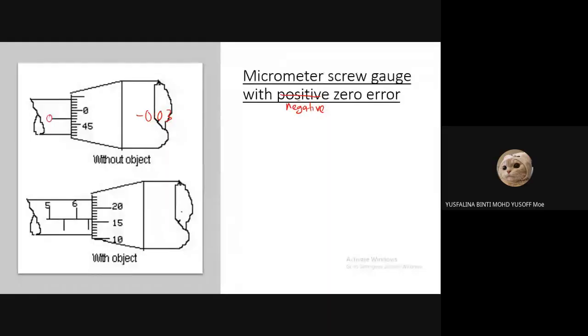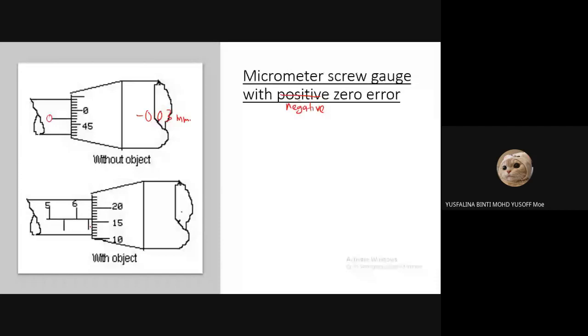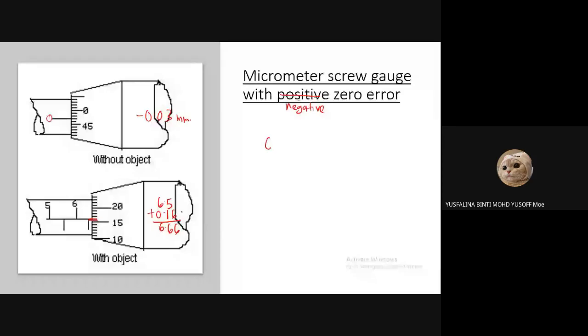The gauge, you don't need, just straight away use it. So negative 0.03 mm. And this one is 6.5, then 15, 16, so plus 0.16, so you got 6.66. How do you find the correct reading? 6.66 minus negative 0.03, the negative becomes positive, right? So you got 6.69 mm.